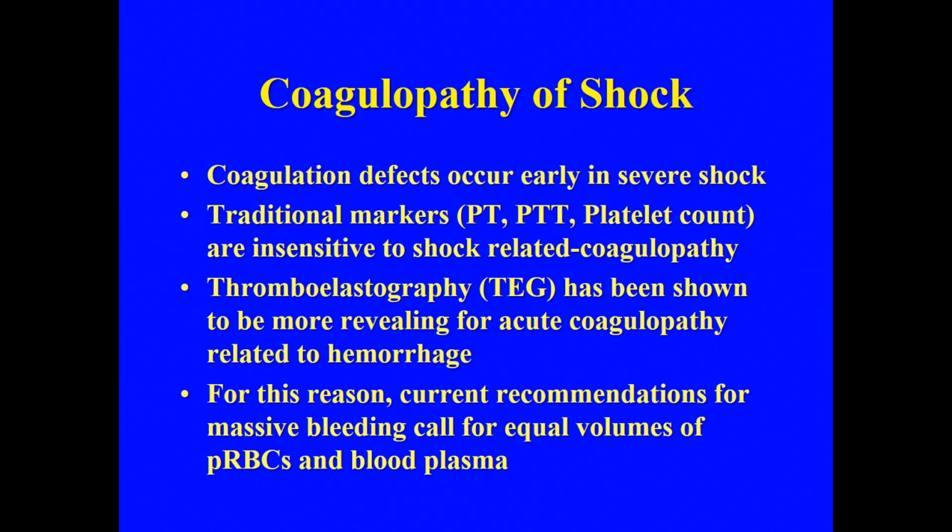Coagulation defects appear early in severe shock. However, the traditional markers such as prothrombin time, partial thromboplastin time, and platelet count are insensitive to shock-related coagulopathy. Thromboelastography, or TEG, has been shown to be more revealing for acute coagulopathy related to hemorrhage, and this modality can reveal both clotting defects as well as hypercoagulability. For this reason, concurrent recommendations for massive bleeding call for equal volume of packed red blood cells and blood plasma.